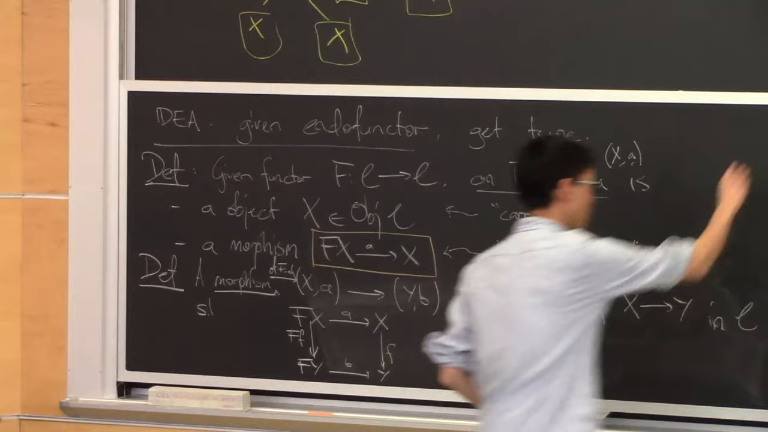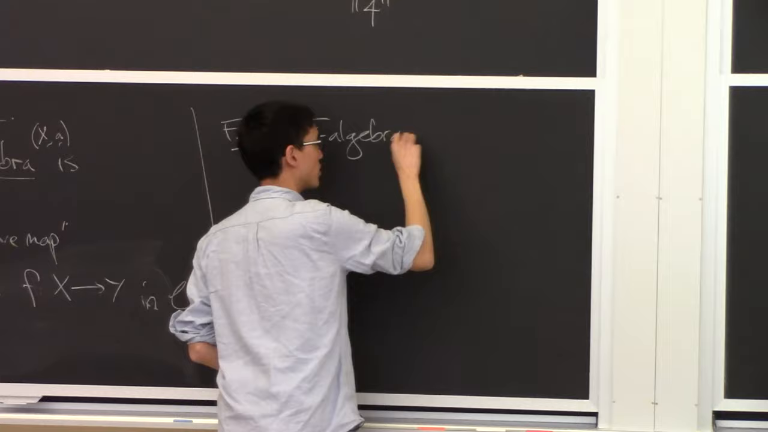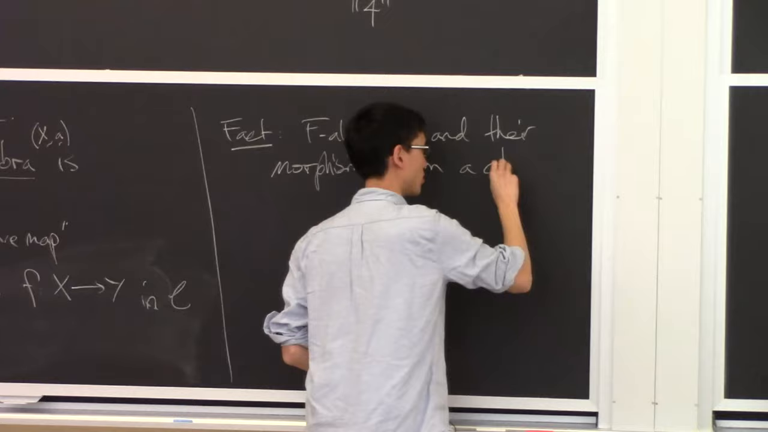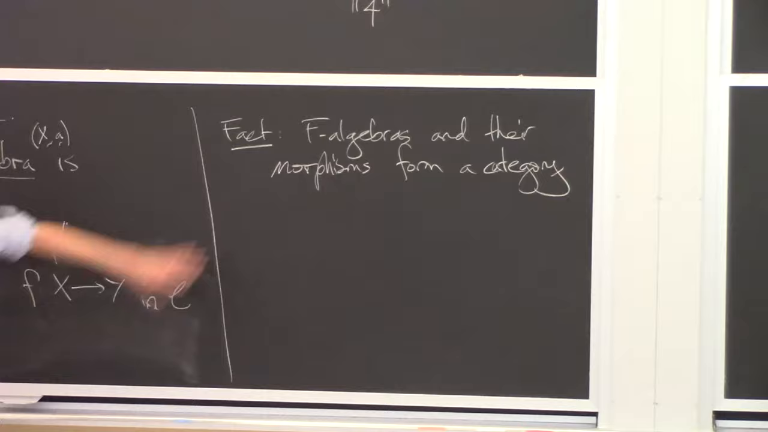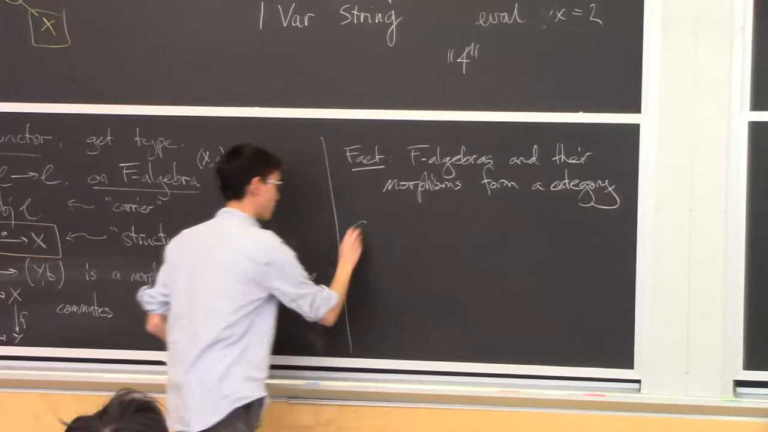Okay. So a fun fact is that F algebras and their morphisms form a category. So when I say things form a category, I mean, well, there's some objects and there's some morphisms, but a category is extra structure, right? A category also wants a composition rule, wants to know about identities, and then you also have to check the laws, right? Composition, identities, laws.